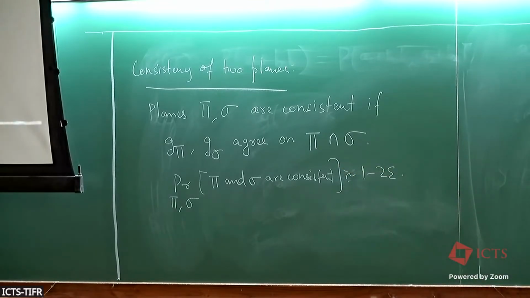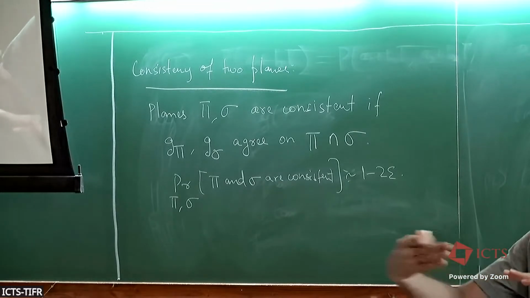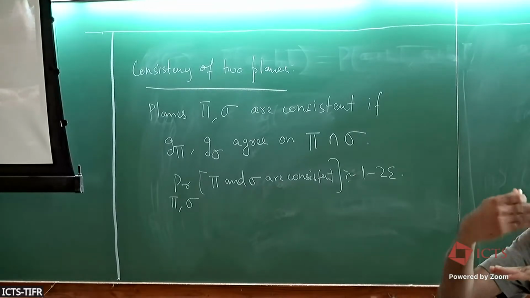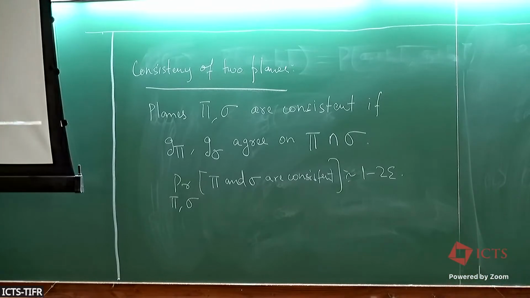The test was that the restriction on the plane pi must be a low degree polynomial. So G pi agrees with f everywhere on the plane. G sigma agrees with f everywhere on sigma, so they will agree on the common points. Okay, are we good? Okay, great.